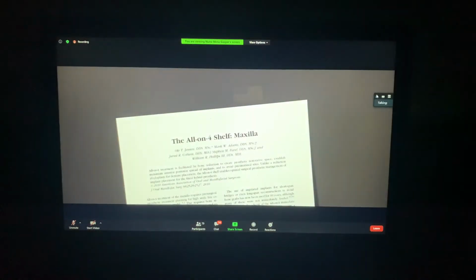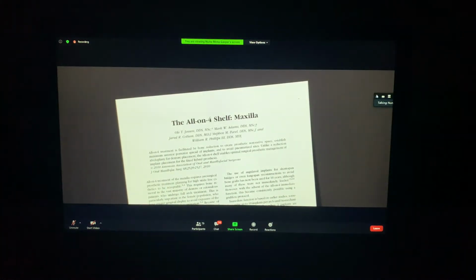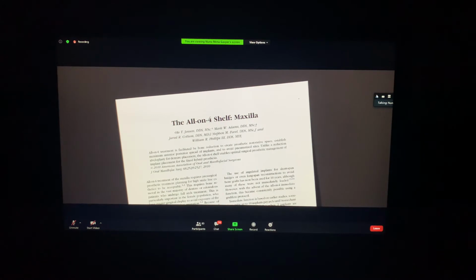So, Janssen published two papers, one on maxilla and one on mandible, about what he named the Holland-Fort shelf. Okay, and these are the papers that define by Janssen how we should do the bone reduction and why.